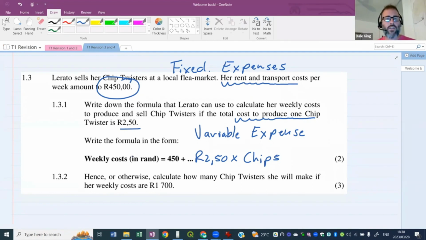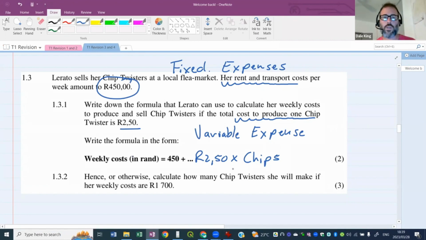All right. Now, the other expense is how much it costs to produce a chip. And it costs her 2 Rand 50. So if she wants to work out how much my variable expense is going to be, she's got to think about how many chips she is going to sell. All right, so it'll depend on how many chips she sells. So I'm going to write there 250 times chips, 250 times however many chips she sells.